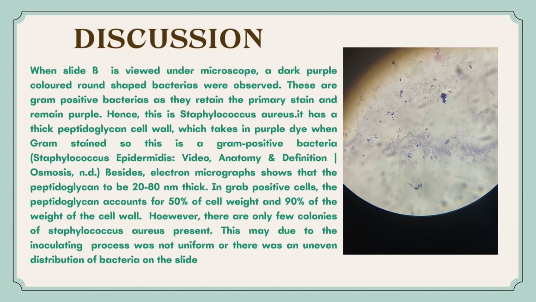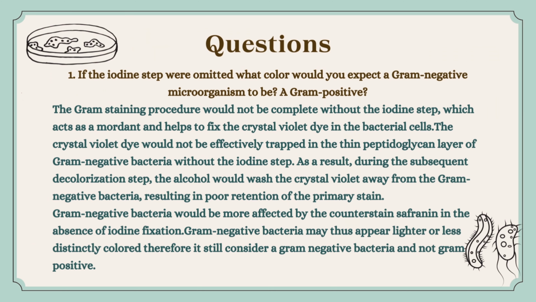Besides, electron micrographs show the peptidoglycan to be 20 to 80 nanometers thick. In gram-positive cells, the peptidoglycan accounts for 50% of the cell weight and 90% of the weight of the cell wall. However, as we can look at the picture beside, there are only a few colonies of S. aureus present. This may be due to the inoculating process not being uniform, or an uneven distribution of bacteria on the slide when smearing it.